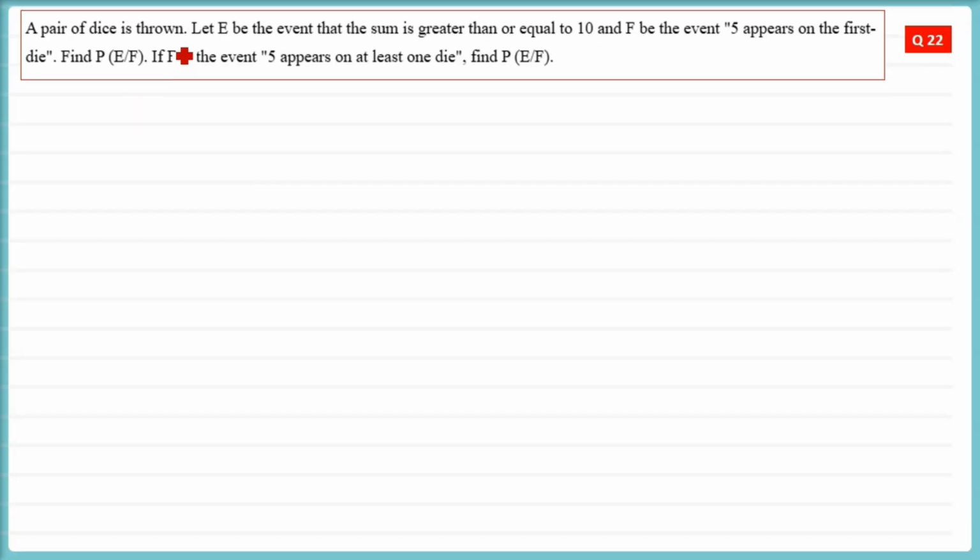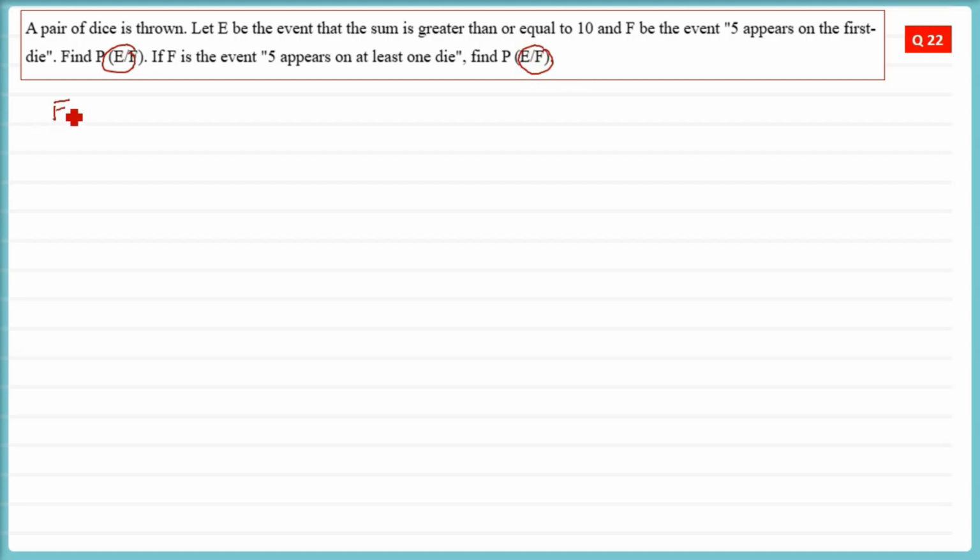A pair of dice is thrown. Let E be the event that the sum is greater than or equal to 10, and F is the event that 5 appears on the first die. Find P(E|F). Now if F changes to an event, 5 appears on at least one die, find P(E|F). So we have E, F, then EF. E remains the same, but F changes. So it's basically two questions in one question. So we'll deal with it like that only.